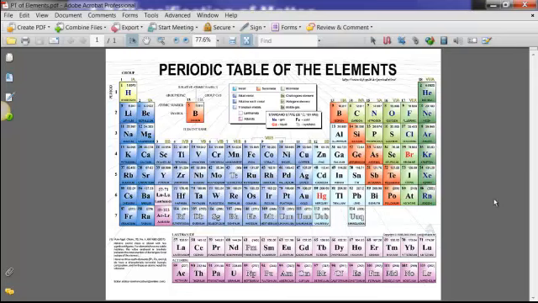So remember, we said the elements are the fundamental units on the earth that cannot be broken down into smaller units, whereas our compounds are going to be combinations of elements that can ultimately be broken down into their elemental forms. So we're going to spend a lot of time talking about the elements.